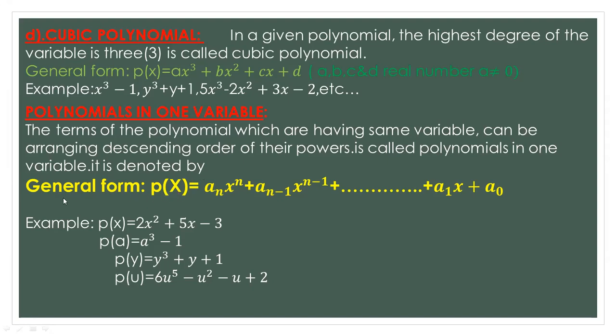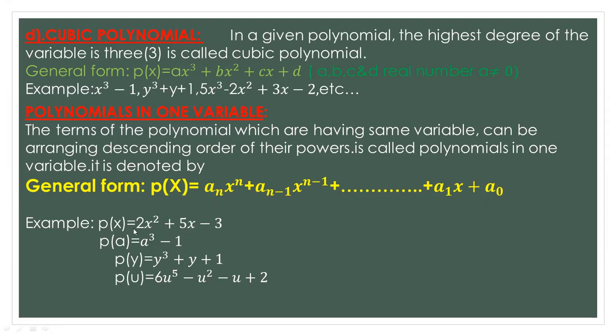Okay, so its general form is p of x is equal to an x to the power of n plus an minus 1 x to the power of n minus 1 plus so on, so on, so on, plus a1 x plus a naught. Okay, so it is just like a number sequence. Students, for this we take some examples here.